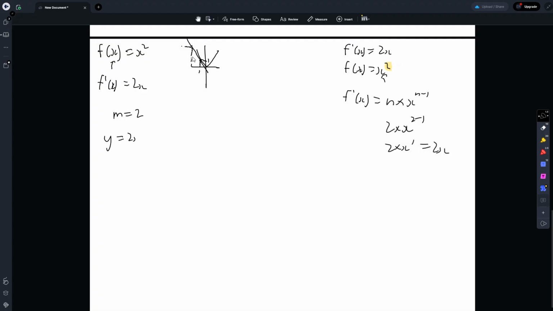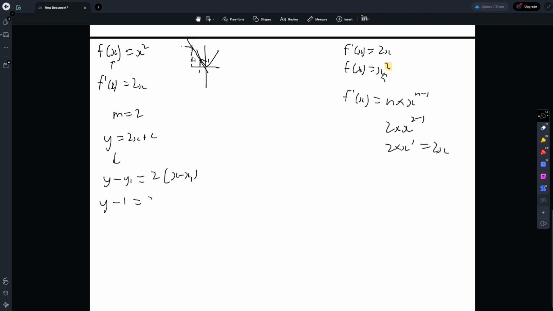y equals 2x plus c. Or, better to write it like this, y minus y1 equals m times (x minus x1). m is 2, so just replace that with 2. And then we have this. But what are these values, you might be asking? They're just 1, 1, because we know that they're on the tangent line. So we just sub them in.